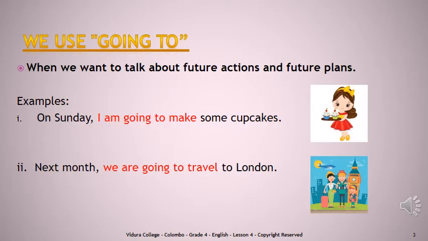We use going to when we want to talk about future actions and future plans. For example, on Sunday, I am going to make some cupcakes. Next month, we are going to travel to London.